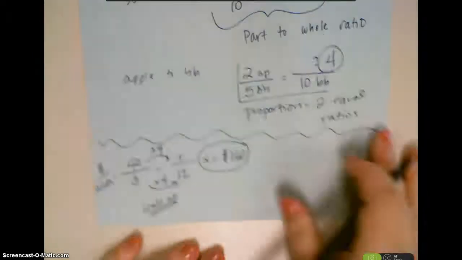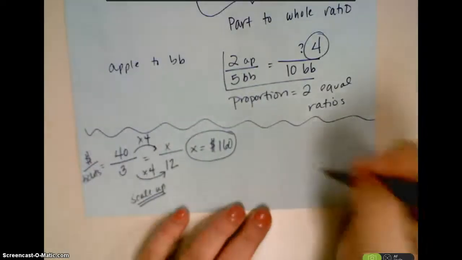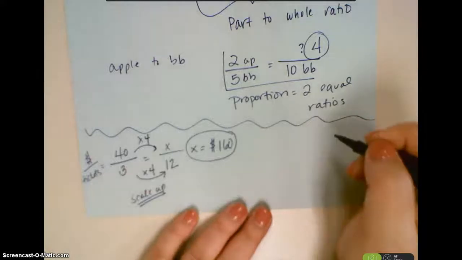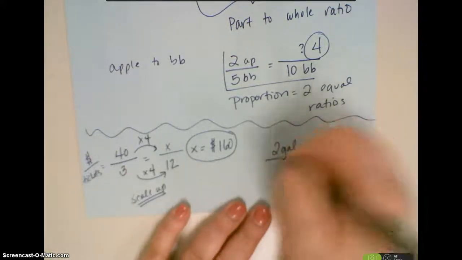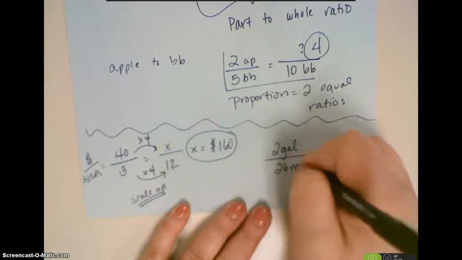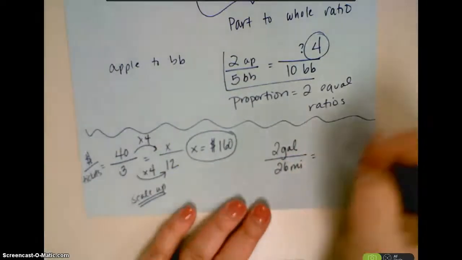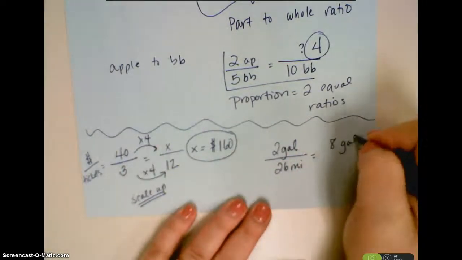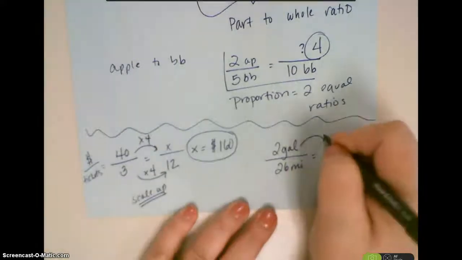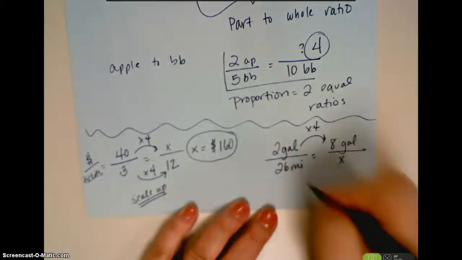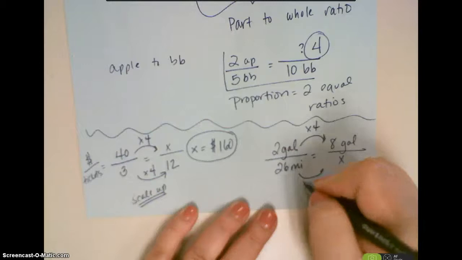Okay, let's do another scale up problem. Let's say I can go 26 miles on 2 gallons of gas, and I would like to know how many miles I can go on 8 gallons of gas. I can look here and say that 2 times 4 is equal to 8.